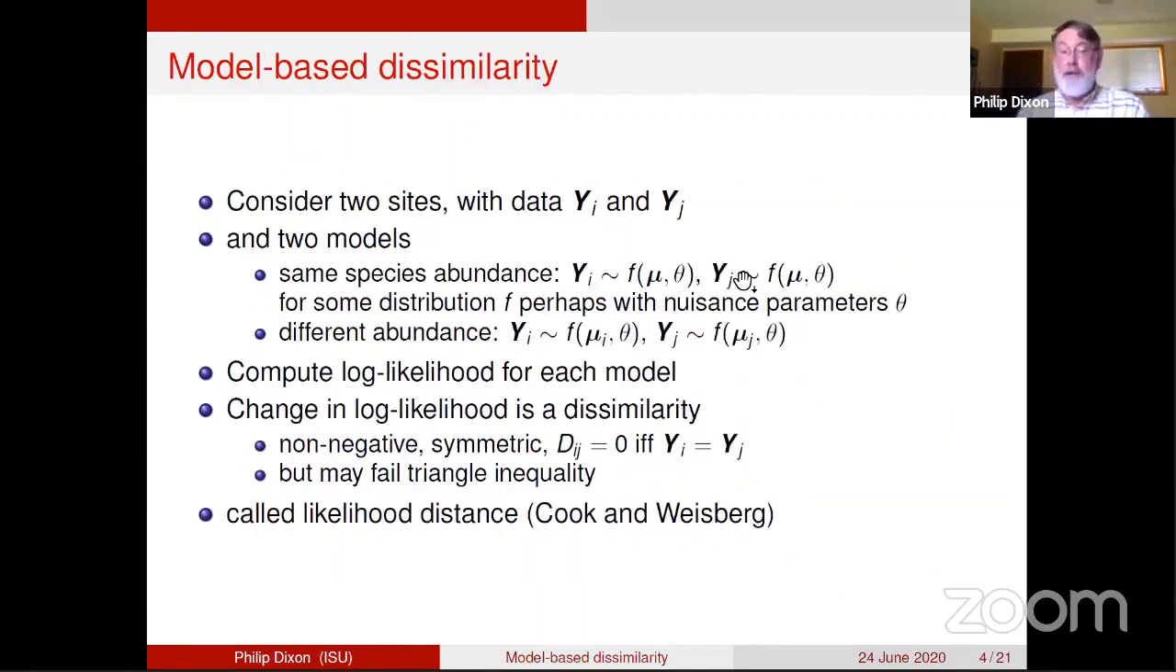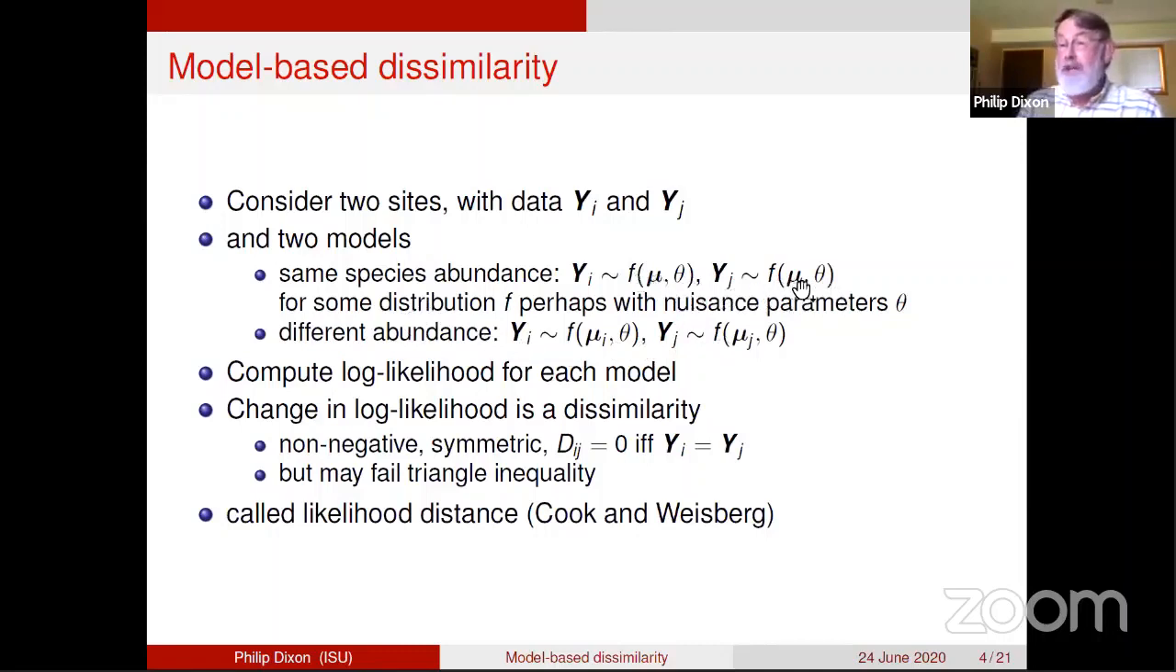The basic idea is something I call model-based dissimilarity. We start with data for two sites, vectors of species abundance at sites i and j, and consider two models for those data. One where we have the same species abundance, so that each of the vectors follows some sort of distribution with a vector of mean parameters mu, which is the same for both vectors. Additionally, there could be nuisance parameters, for example phi, the overdispersion parameter in a negative binomial, and I'll talk about other nuisance parameters in a few minutes.